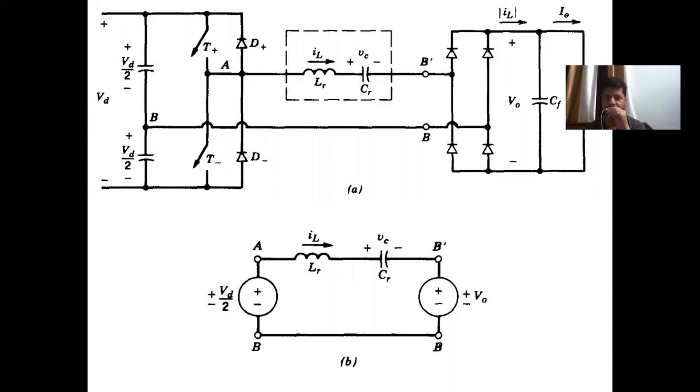Similarly, on the output side of the resonant circuit, there is a full bridge rectifier. If the inductor current is positive, it will flow through these two diodes, so that B dash is connected to plus V0 and B is connected to minus V0, or the voltage B dash B will be equal to plus V0. Whereas if the inductor current is negative, it will flow through this path. These two diodes will be conducting, so that the point B dash is connected to negative of V0, whereas B is connected to positive of V0, so that B dash B will be equal to minus V0.